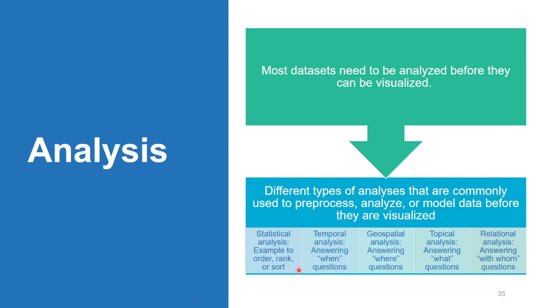Then when we are sorting and ranking, that's basically a statistical analysis, or we can have frequency analysis, we can have mean analysis. But that's going to help us create some kind of order or rank. We can do some temporal analysis, and it's when we are asking questions of when something happened, then we need to take into account time.